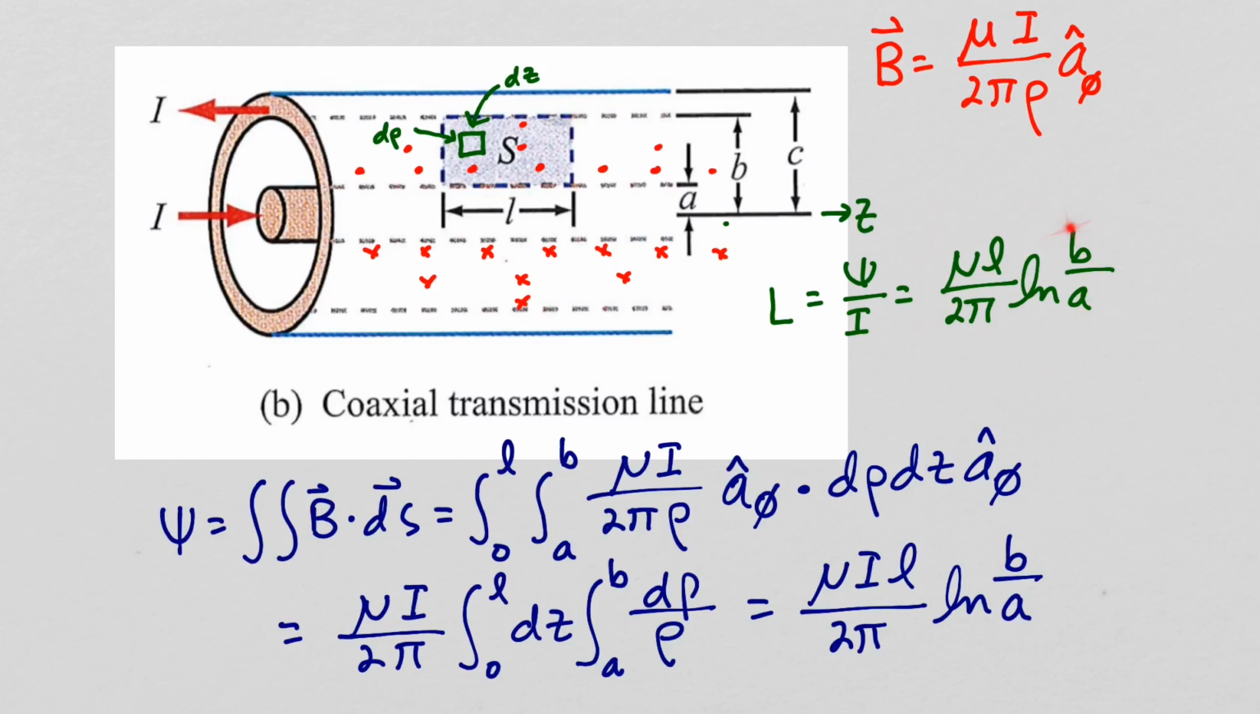So to get the inductance per unit length, we take our inductance for our segment of length L and divide by L. So the inductance per unit length for our coaxial cable is mu over 2 pi times the natural log of b over a.